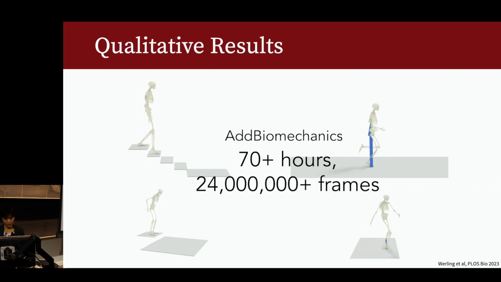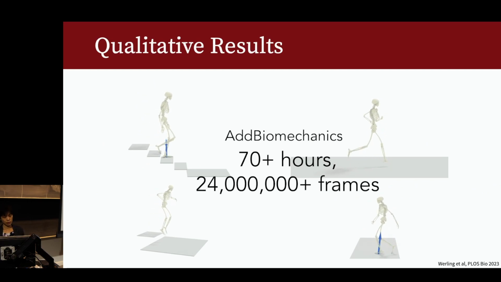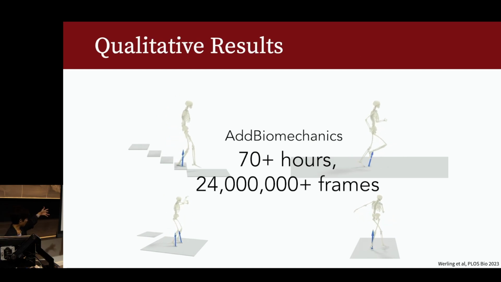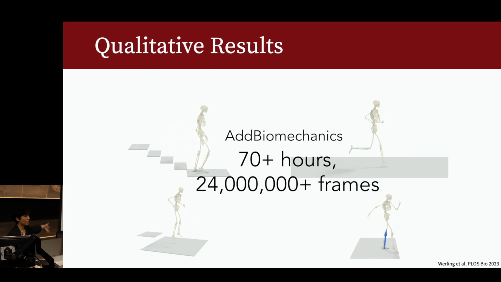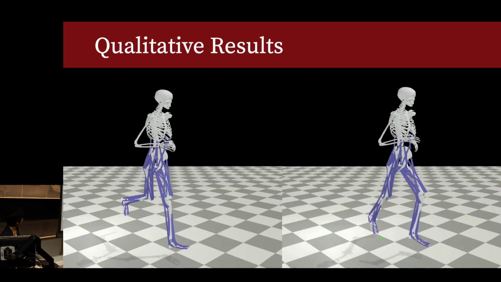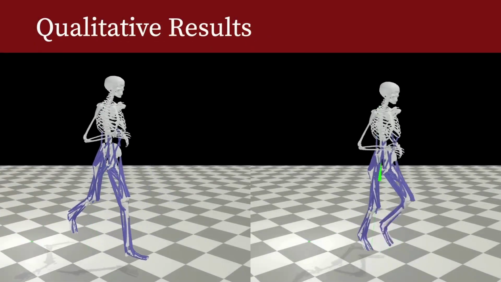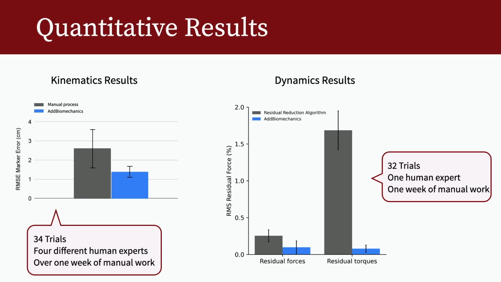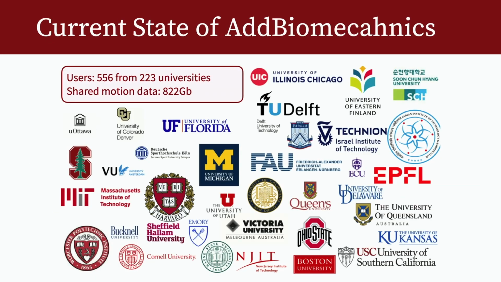And AddBiomechanics is also very robust across different types of motion. So now we have a fairly large dataset, 70 hours of human motion. That's not just kinematics, but also matched dynamics with the matched skeletons in there. So here's more visualization of a motion reconstruction. This time we actually also solve inverse dynamics to get muscle activation. And quantitatively, AddBiomechanics can indeed save a lot of human labor in post-processing. It also generates very accurate results.